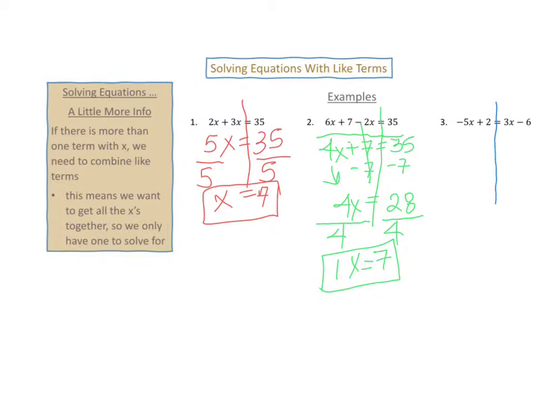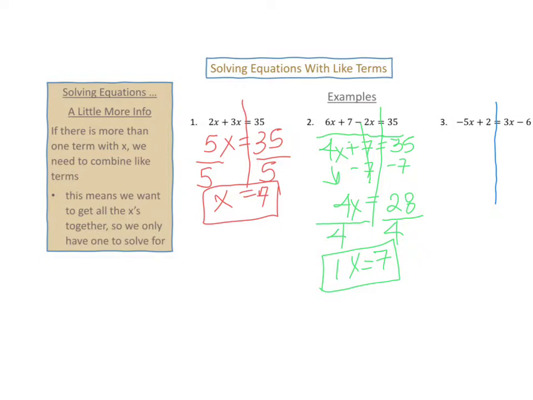Here we have negative 5x plus 2 equals 3x minus 6. So we have to move numbers to get our numbers on one side and our letters on one side. We have to move both. Whichever side you pick, you'll get the right answer as long as you do your steps correctly, but I'm just going to keep the letters on the left and the numbers on the right.